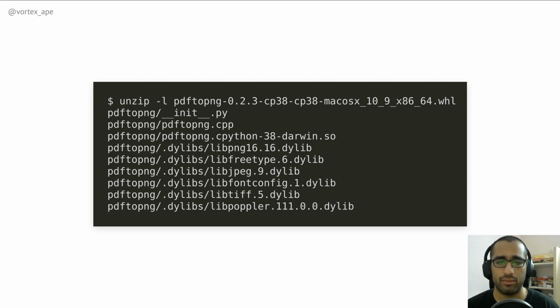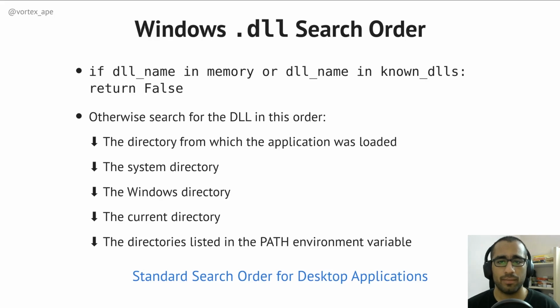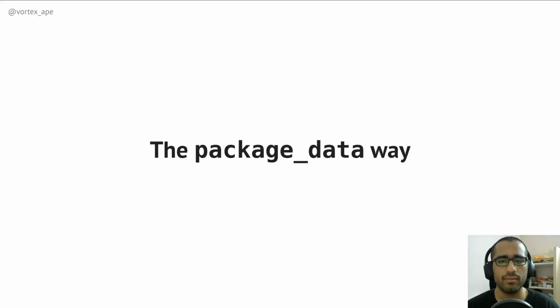And again, we can see that all the shared libraries that our extension needs are nicely bundled into the wheel itself. On Windows, because of the DLL search order, we could basically place our DLLs in the same directory from where our extension loads, which is the first path in the search order, and we should be good to go. Which means we can just copy over our DLLs from the vcpkg installation directory and specify the package_data keyword argument for the setuptools setup function.